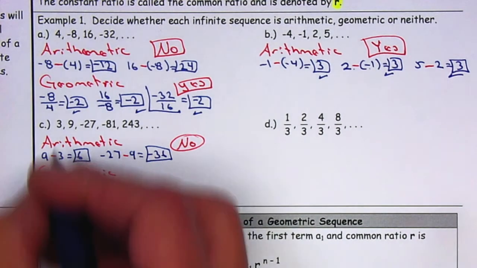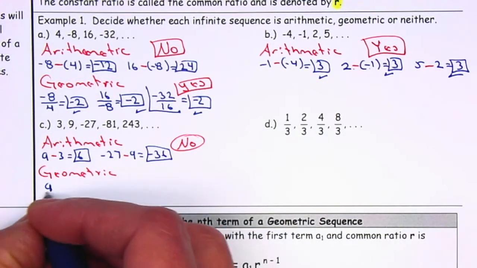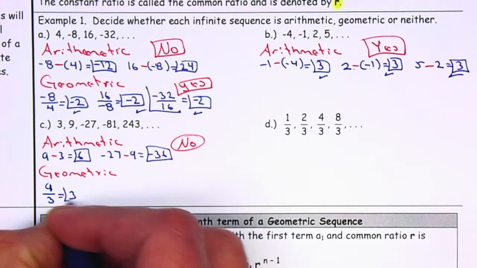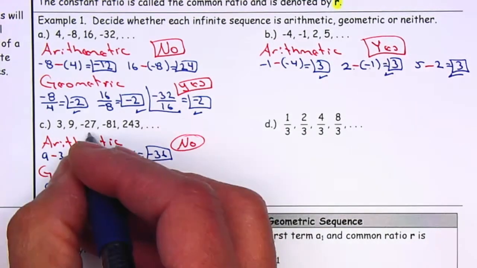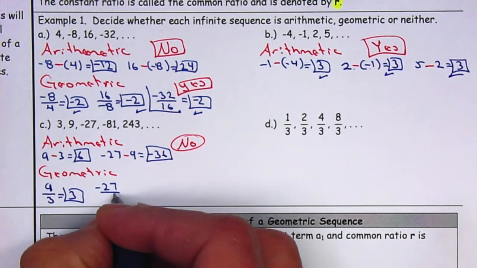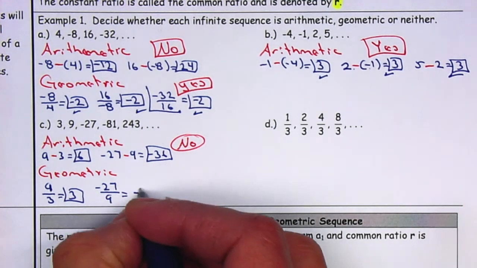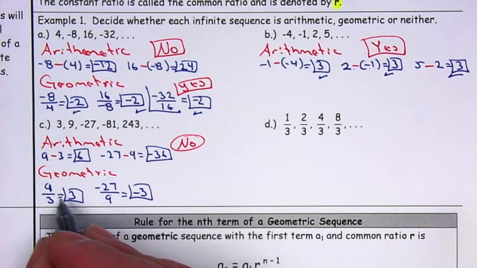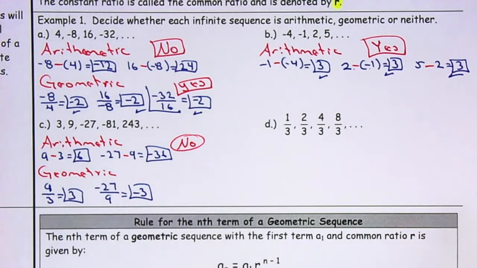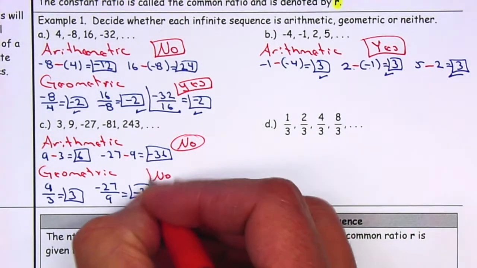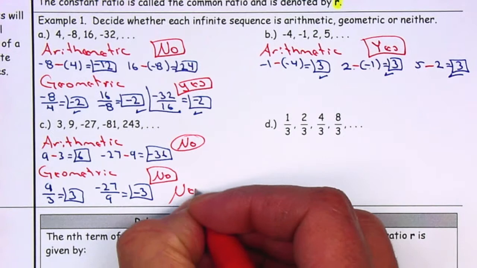Geometric, we're going to take the ratio. So 9, the second one, divided by the first one, that is 3. We're going to take the third one, divided by the second one, that is negative 3. The ratio is not the same, so this is not a geometric sequence, so it's neither.